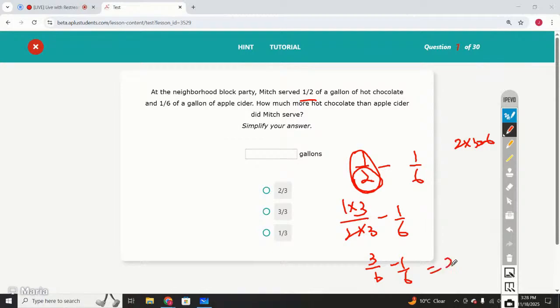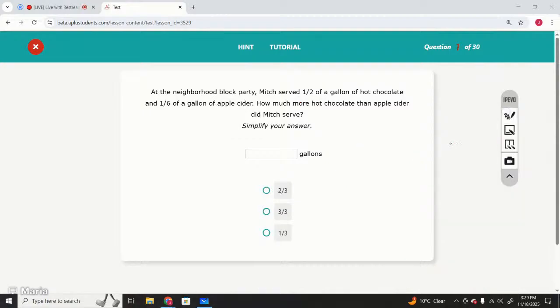So 3 minus 1 is 2, that is 2 by 6. Divided by the greatest common factor, that is 1 over 3. The correct option is 1 by 3. Got it? The correct option is 1 by 3.